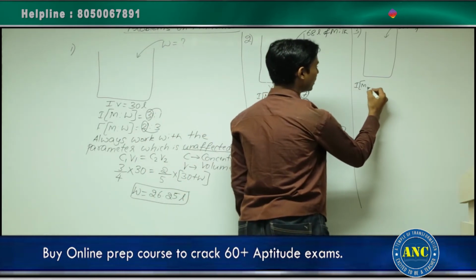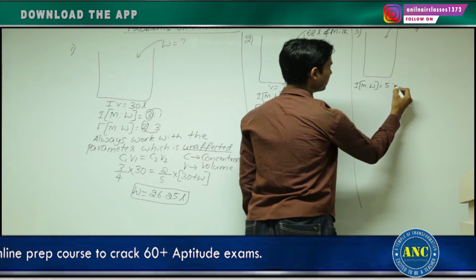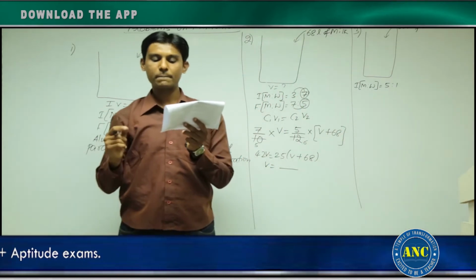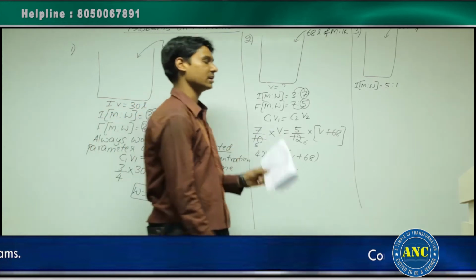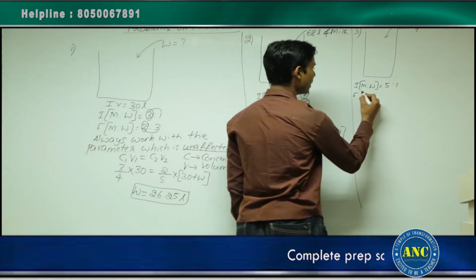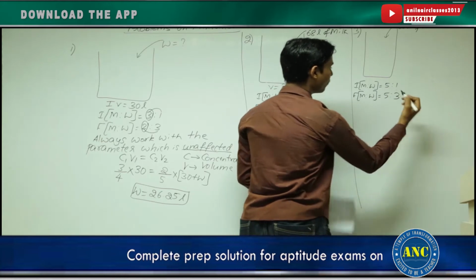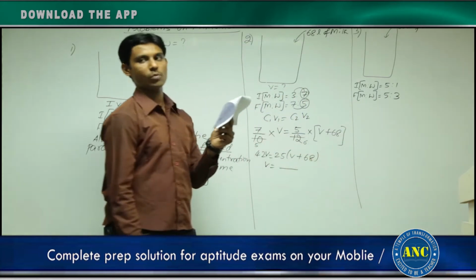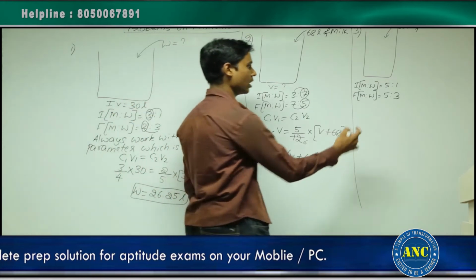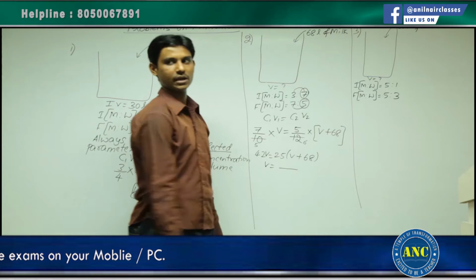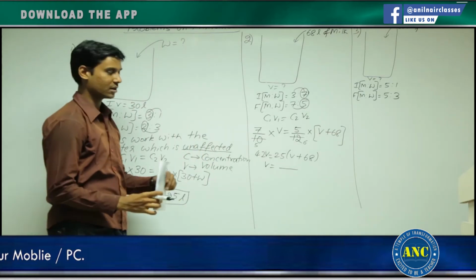Initial ratio of milk and water is 5:1. The ratio of milk and water in the resultant solution is 5:3. Final ratio of milk and water is 5:3. What is the volume of the original solution? They are asking you to find the value of V. Clear with the question?